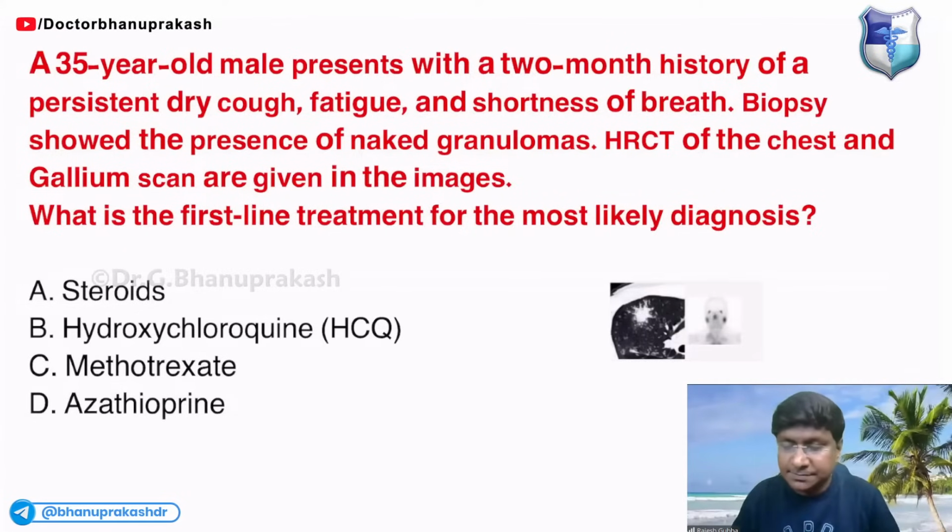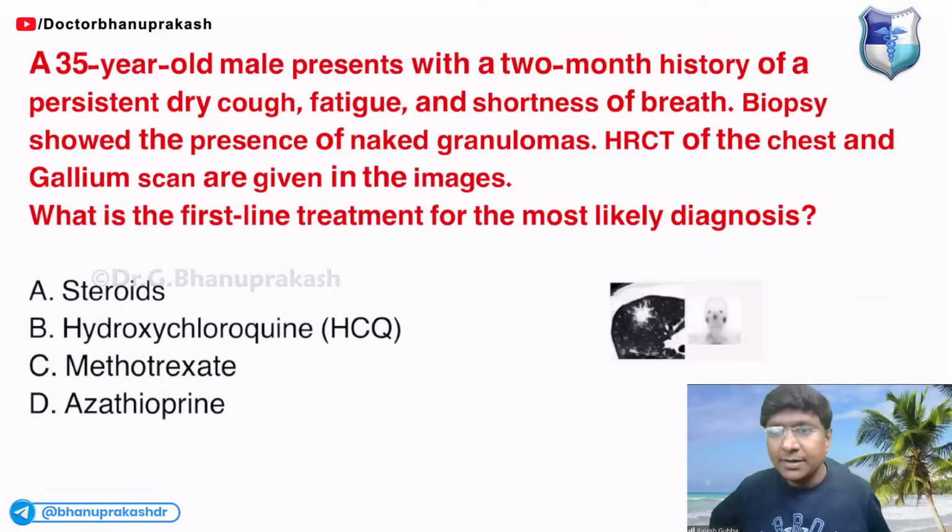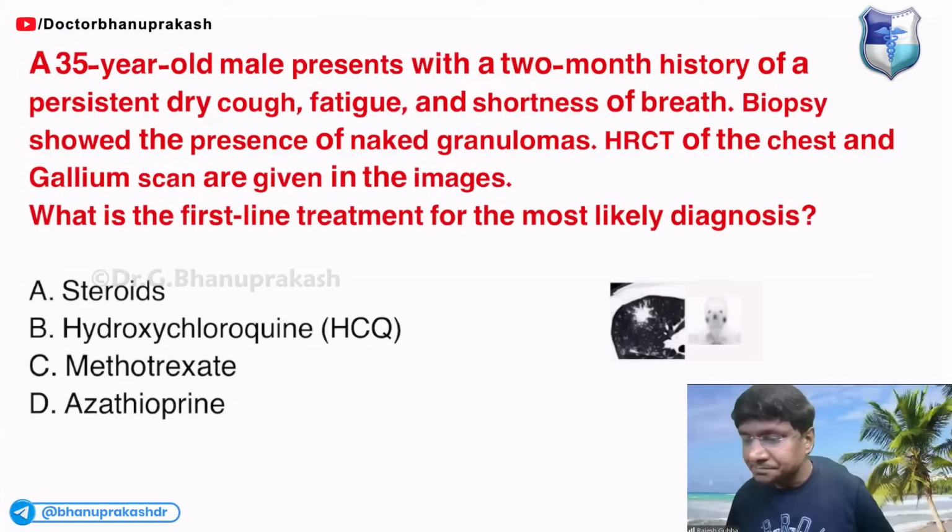Chalo, answer this. A 35-year-old male presents with a 2-month history of persistent dry cough, fatigue, and shortness of breath. Biopsy shows presence of naked granulomas. HRCT, chest, gallium scan, first line treatment.